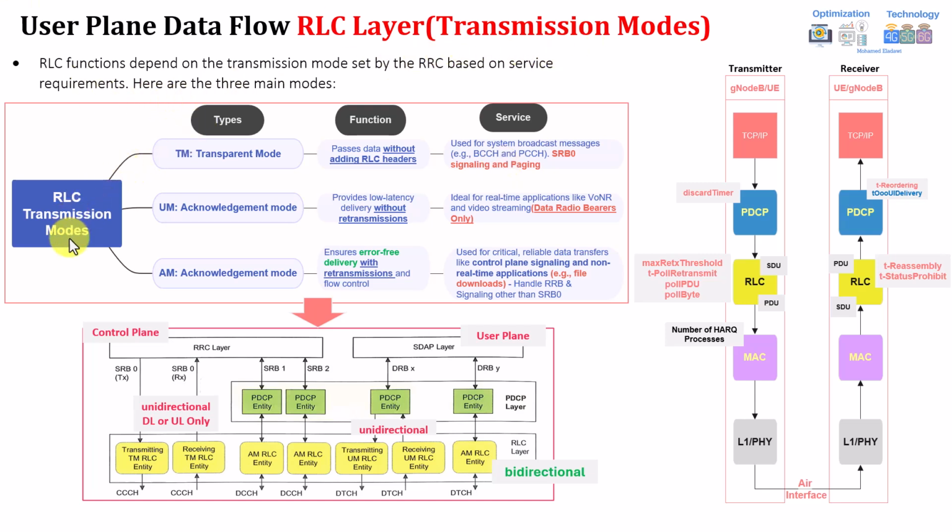As you can see in this figure, you have a transmission mode called transparent mode, and this is the main function of this one. It passes the data without adding any RLC headers. Why is there no RLC header? Because in RLC transparent mode, the RLC is completely transparent and essentially bypassed. It will be bypassed directly. There is no retransmission required, no duplicate detection, and no segmentation or reassembly takes place.